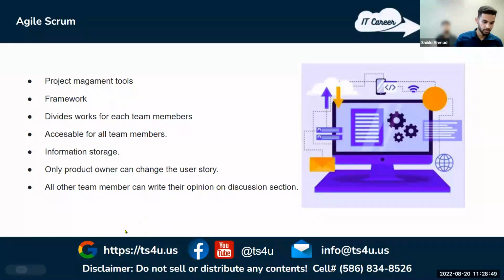All right, so this divides work for each team member. The platform will divide what the DevOps engineer needs to do, what the backend software engineer needs to do, and what the quality assurance engineer or vehicle validation engineer needs to do. It is accessible for all team members. Well, everybody can access it, but here is the thing: nobody can change the user story besides the product owner.